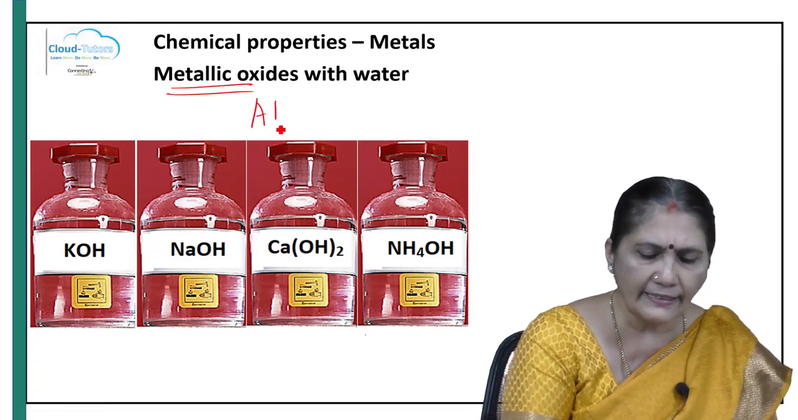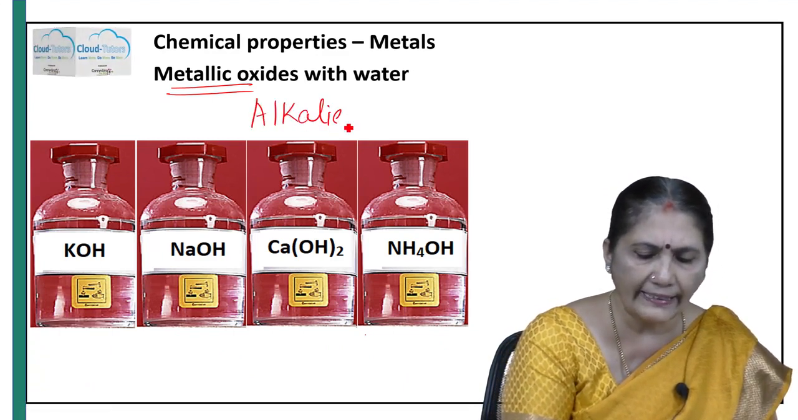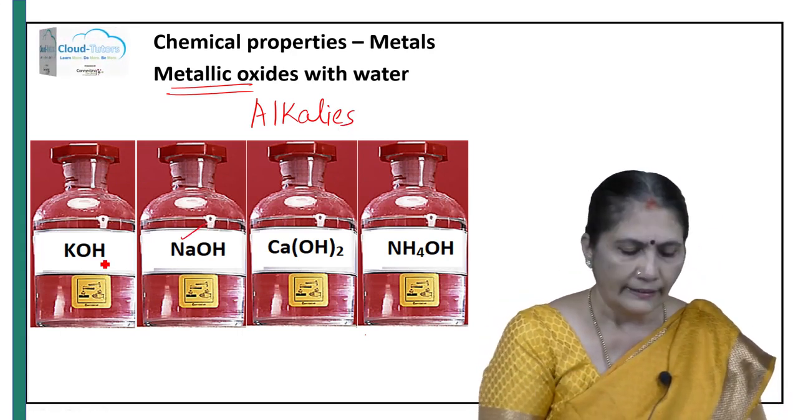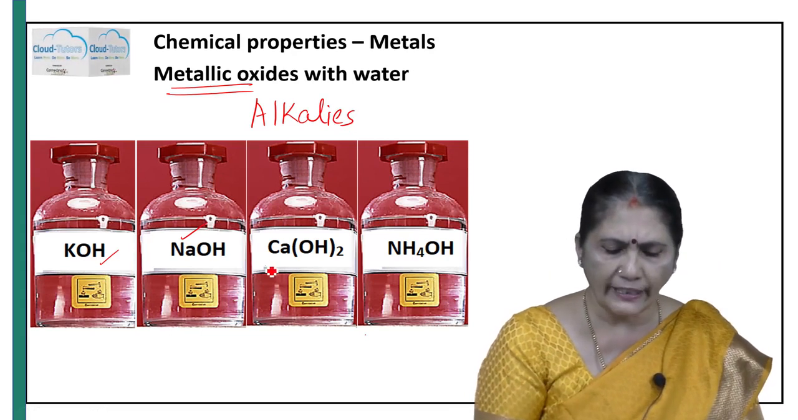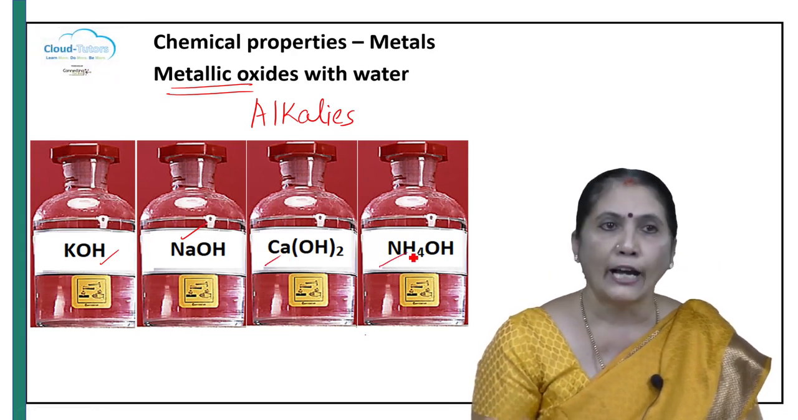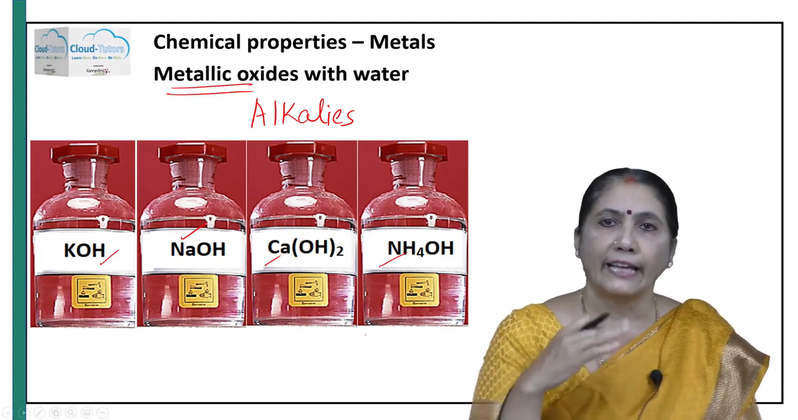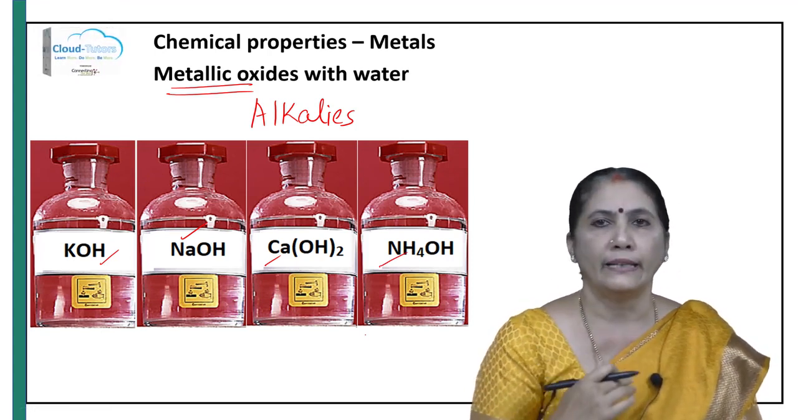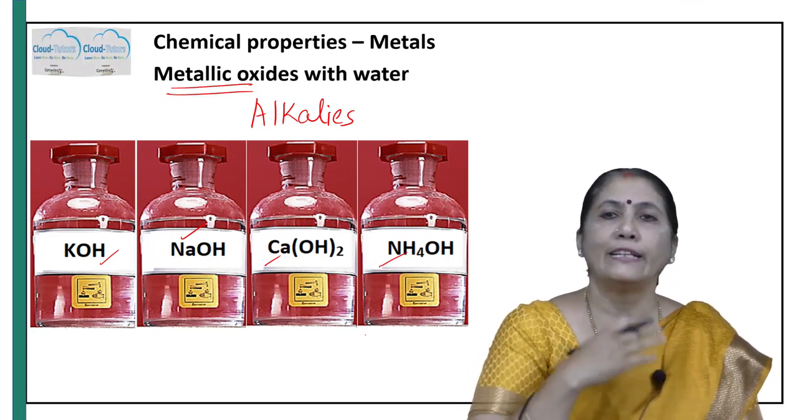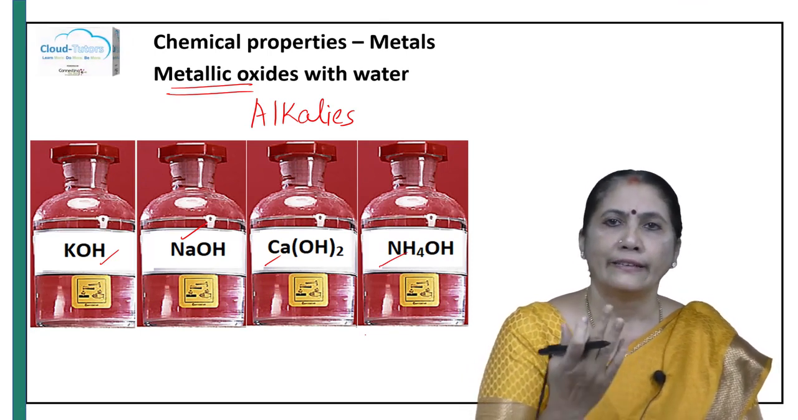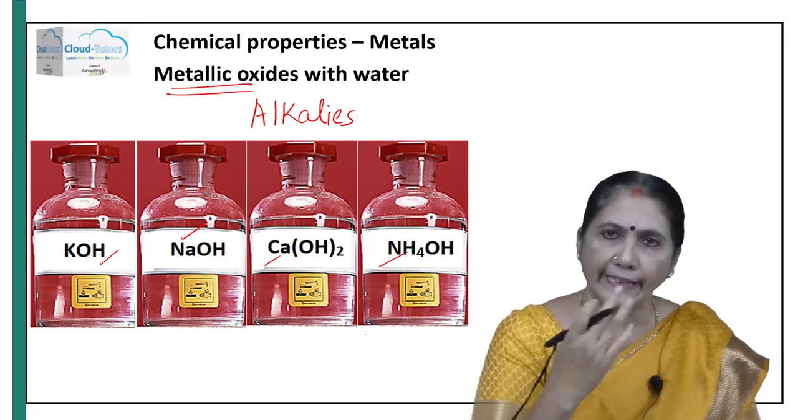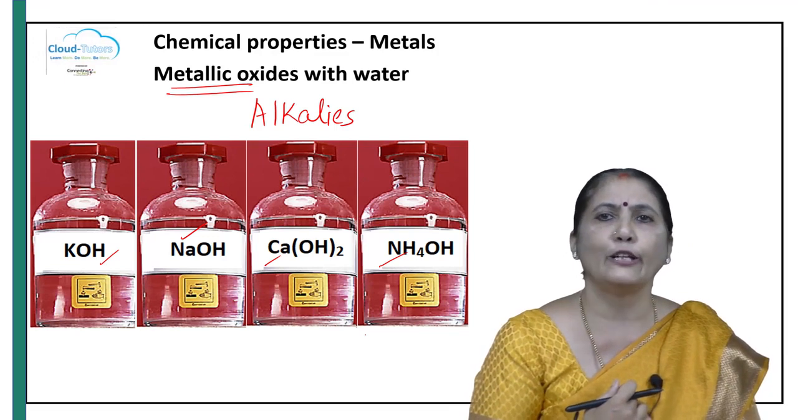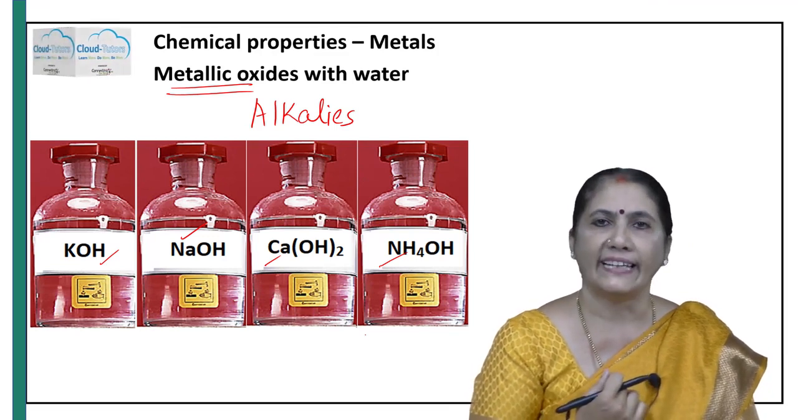What are they called? They are all called alkalis. One good example is sodium hydroxide. The next ones are potassium hydroxide, calcium hydroxide, and ammonium hydroxide. They are all called alkalis, which are all water soluble. So metallic oxides will dissolve in water, and if they get completely dissolved, they result in the formation of water soluble bases known as alkalis.